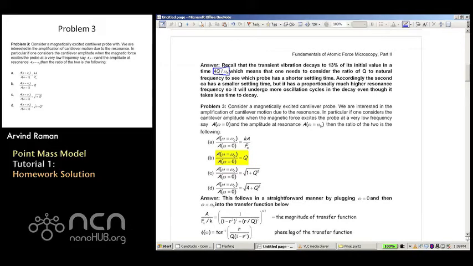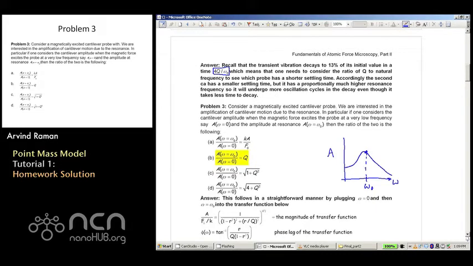Problem 3 deals with magnetically excited cantilever probes, and the idea here is if you were to plot, as I had shown in class, the amplitude as a function of drive frequency, magnetically excited cantilevers behave like this.